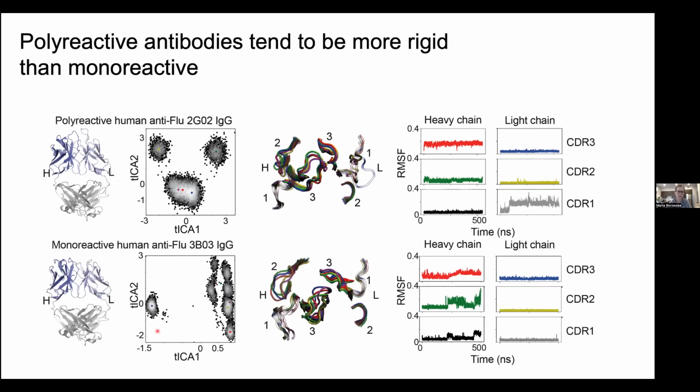On the contrary, the monoreactive Fab on the bottom here, the 3BO3, shows more distinct CDR conformations and higher RMSF in the heavy chain in this case. The CDR2 of the heavy chain of the 3BO3 adopts distinct conformations and shows many events of exchange between these conformations, as opposed to the polyreactive 2GO2. This is especially intriguing given that both Fabs evolved toward the flu target and use CDRH3 to mediate this high affinity interaction.